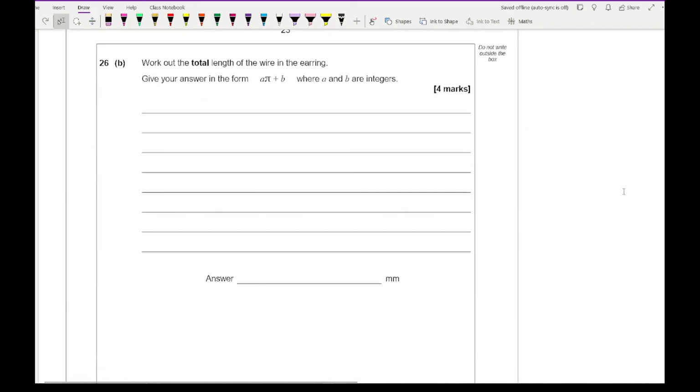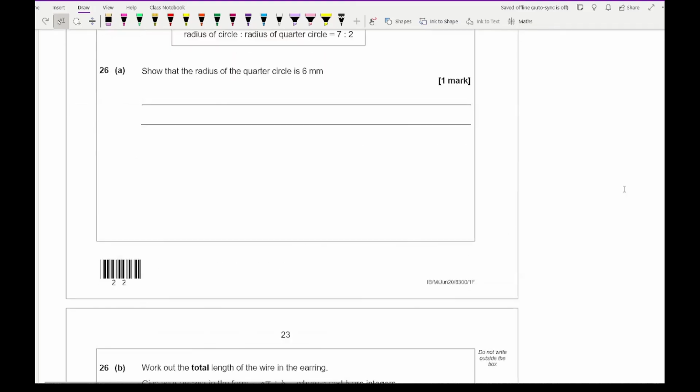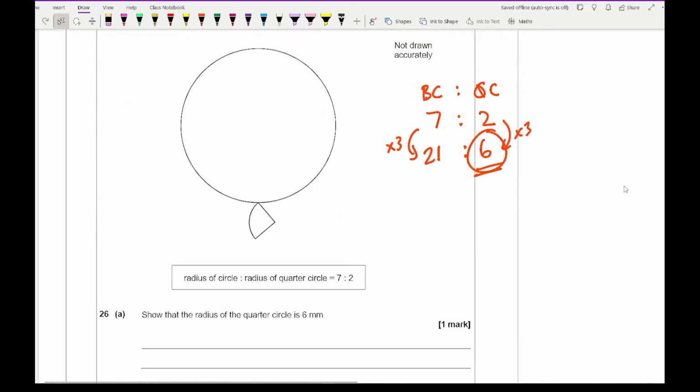Now looking at B, it says work out the total length of the Y in the earring. Give your answer in the form of something times pi plus B. So if I just go back to this, and let me just write down, we've got 7 to 2 is 21 to 6, and then so answer. So let me just get rid of all of this.